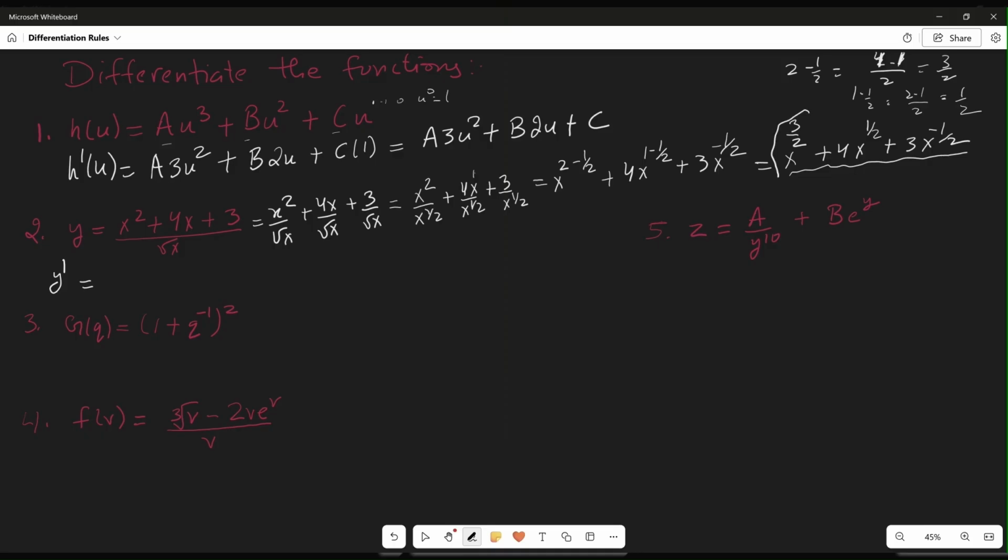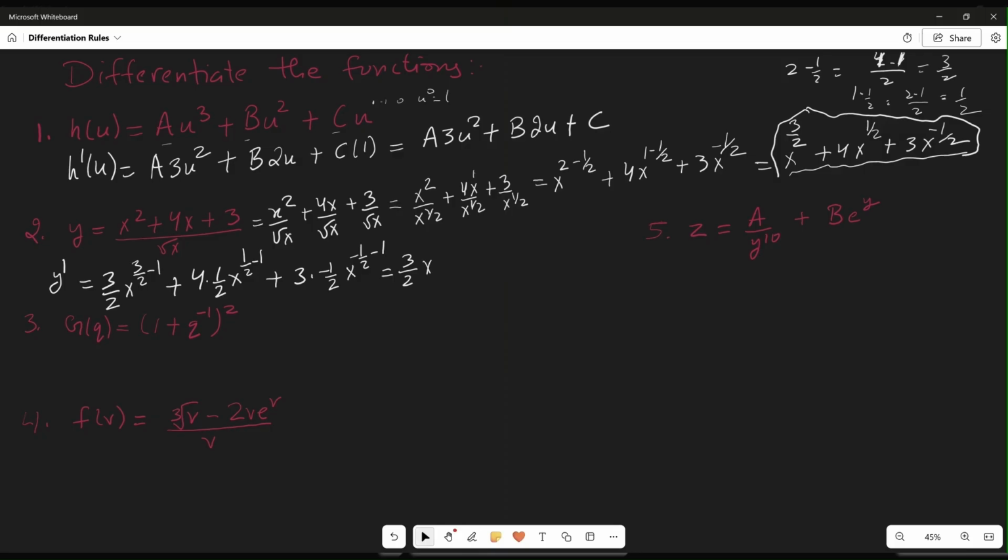the derivative of this expression right here. So x to the 3 over 2. This is the power rule, and we can already see we can apply the power rule and the constant multiple rule here, a mixture of both. So this is going to be 3 over 2 times x to the 3 over 2 minus 1, plus 4 times 1 over 2 times x to the 1 over 2 minus 1, plus 3 times negative 1 over 2 times x to the negative 1 over 2 minus 1.